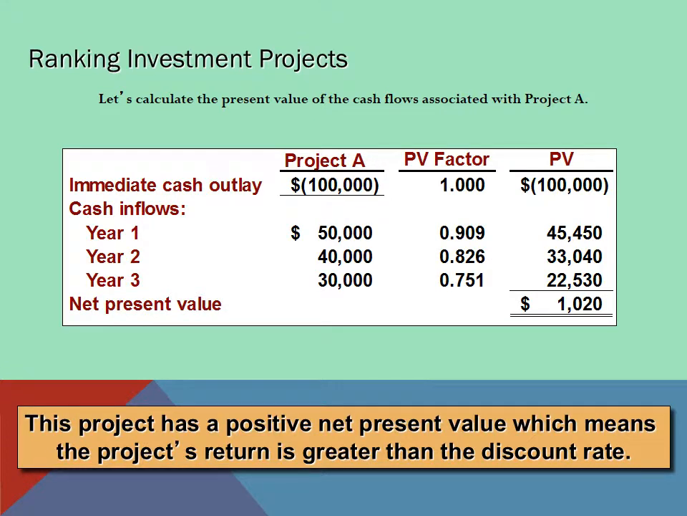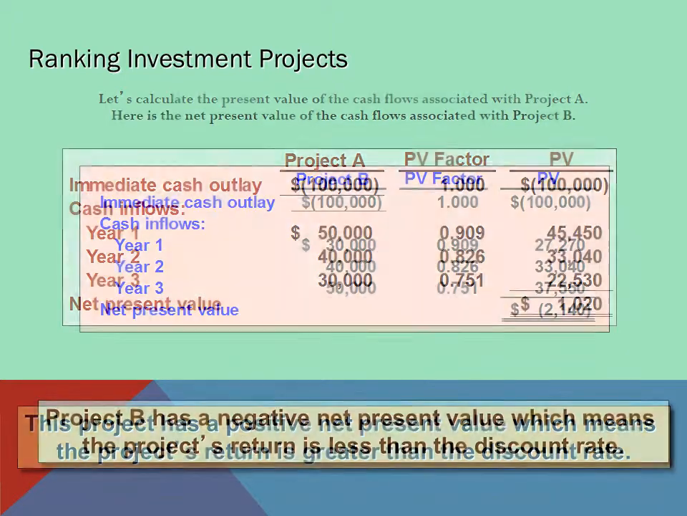individually. Using a table or calculator to determine the present value factor, we multiply that times the first cash flow and get the present value of that cash flow. We repeat the process for the second cash flow. After calculating the present value of the third cash flow, we add them up, subtracting the initial cost of the project. The net present value of Project A is $1,020, which signals a greater return than the discount rate.